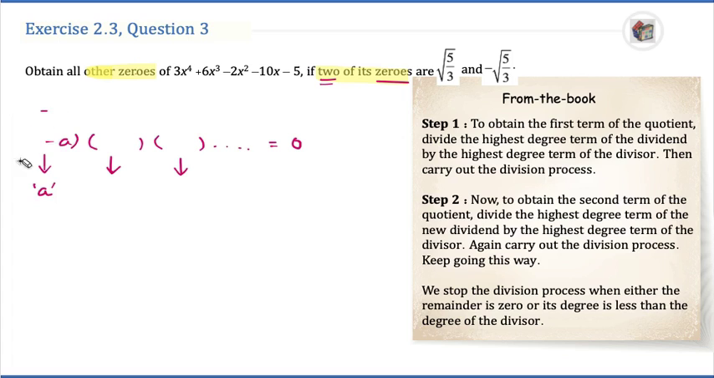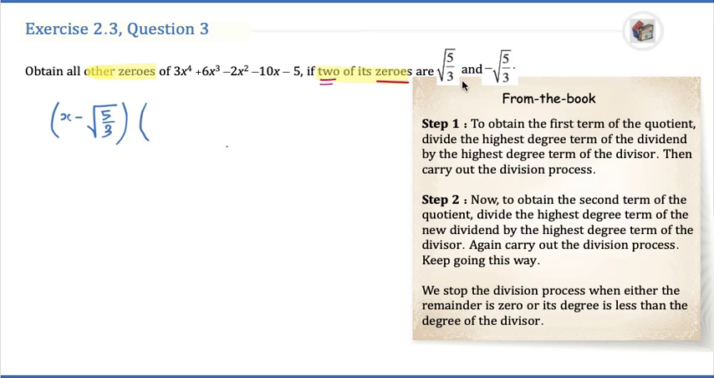So accordingly, what are the factors that I'm going to have? Let's think about that. For the first one, where square root of 5 by 3 is a zero, the corresponding factor that this polynomial is going to have will be x minus square root of 5 by 3. Similarly, the other zero is minus square root of 5 by 3. So if I do x minus of this thing, it will become a plus. So these are the two factors that this polynomial has.